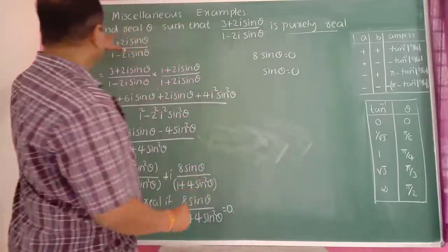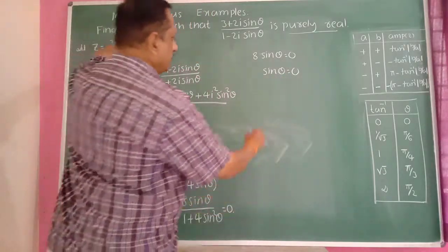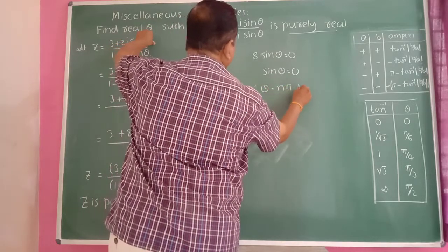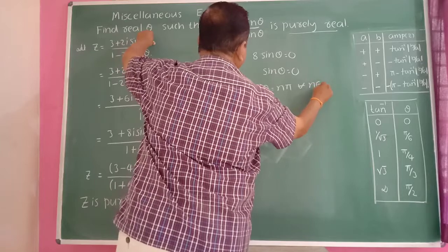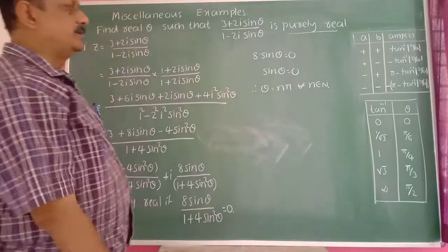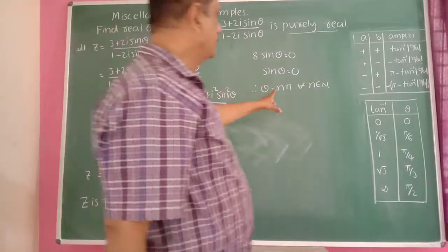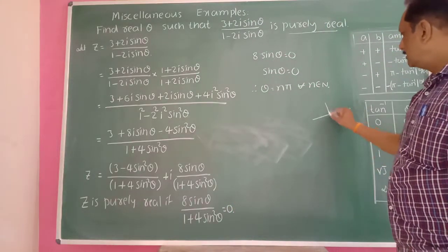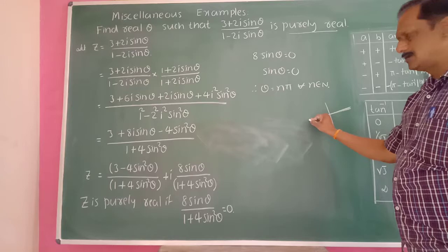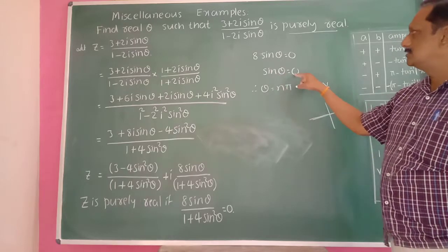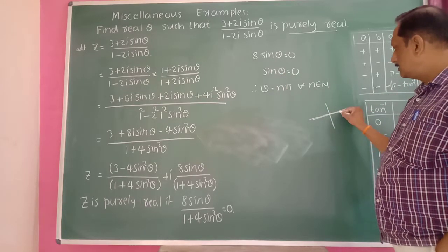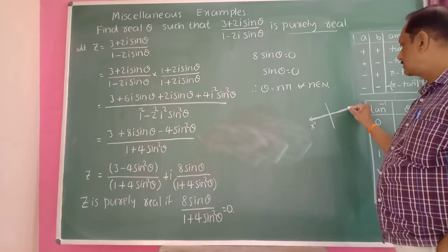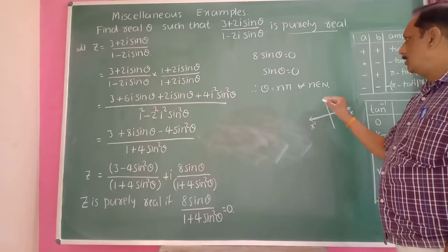Therefore, here we want the real values of theta. Therefore, theta is equal to n pi for every n belonging to the natural numbers. So take n values 1, 2, 3 points on here. So sin 0 here as well as here. Okay. So sin theta is 0 here. So sin 0 here or here means on the x-axis here. On the x-axis. Therefore, obviously n into pi.